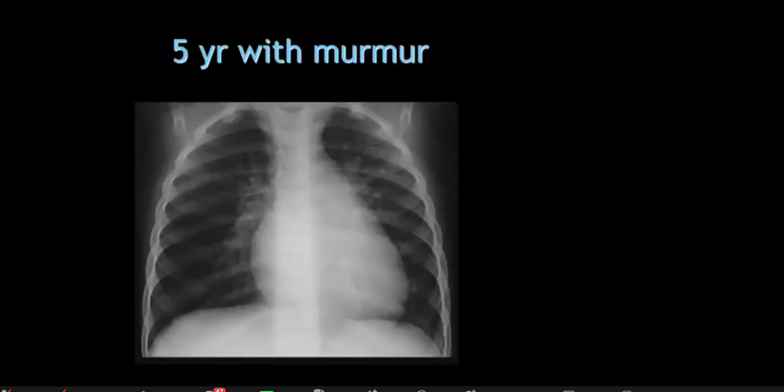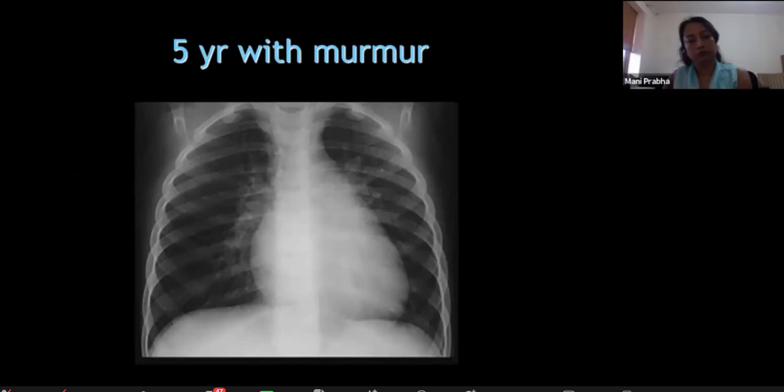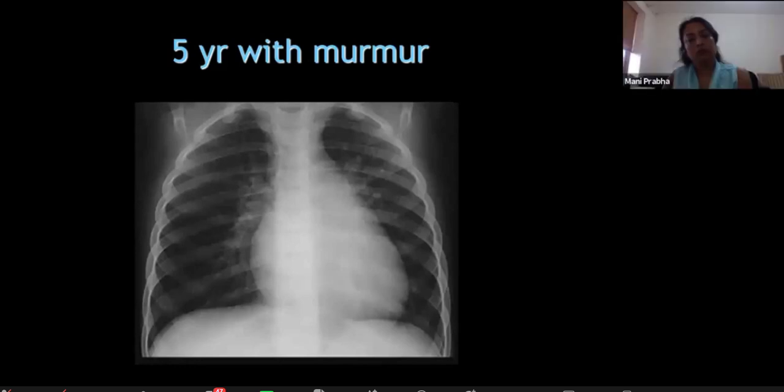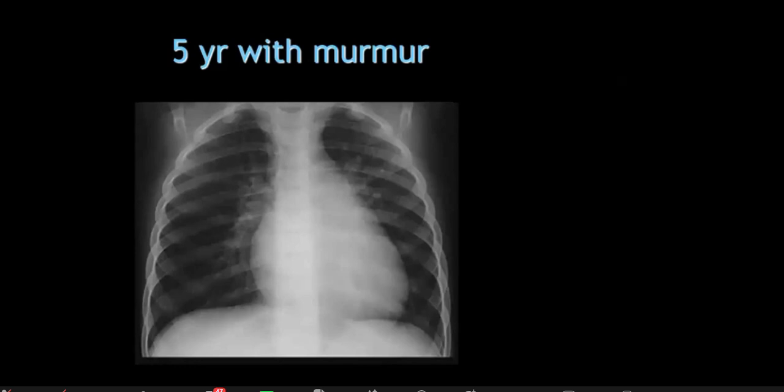So again, a 5-year-old child with a murmur. So looking at the situs, levocardia. The aortic arch is also left-sided. The pulmonary arteries are, again, enlarged bilaterally. In terms of pulmonary vascularity, I'd say the peripheral pulmonary vascularity is also increased. There is cardiomegaly, but only mild.